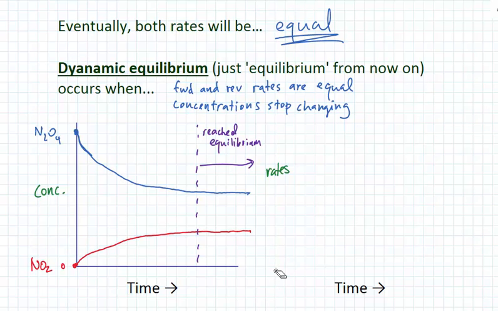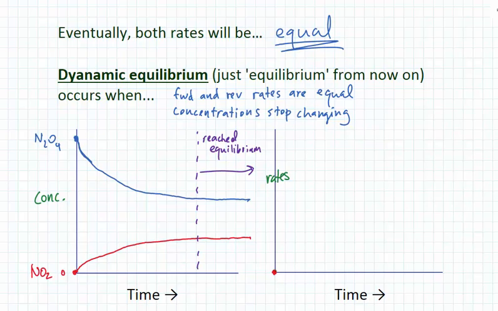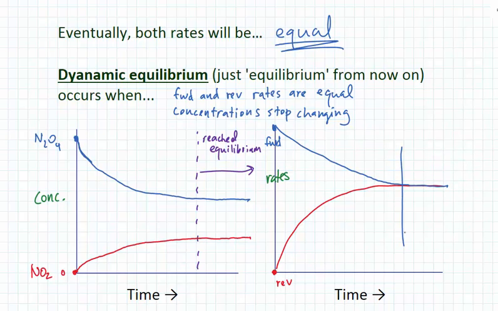So let's use red here. Reverse rate, something like that. Forward rate, like that. Those are supposed to be a little more symmetrical, but you get the idea. So, as soon as forward rate and reverse rate equal each other, the equilibrium has established. I guess it doesn't need to be exactly in the middle, as long as they're equal to each other.